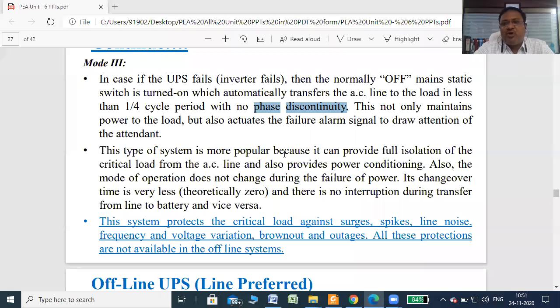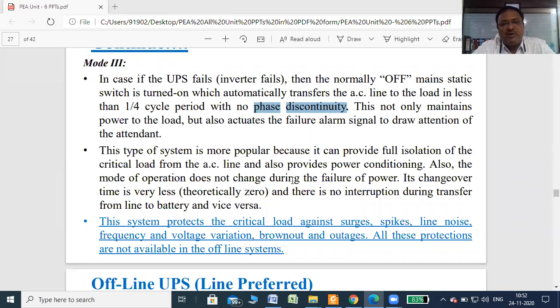How much time for one total cycle, if the frequency is 50 hertz, because it's a line frequency? 1/50 hertz equals 20 milliseconds. 20 milliseconds is the time for one cycle, so a 1/4 cycle period means 5 milliseconds.